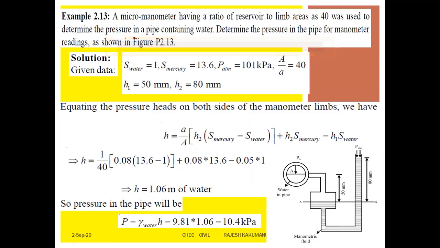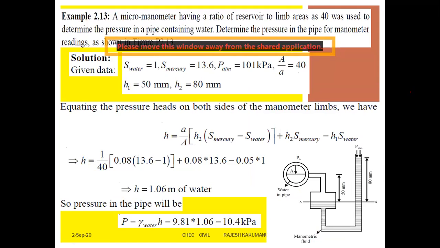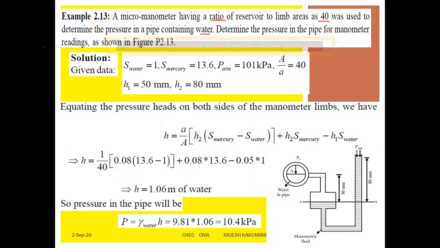Now if you take the micrometer problem, the same formulas that you have derived here, you are applying in this one. Just see here. A micrometer having a ratio of reservoir to limb areas of 40 was used to determine the pressure in a pipe containing water. So in the pipe you have water, right? Determine the pressure in the pipe for the manometer readings.